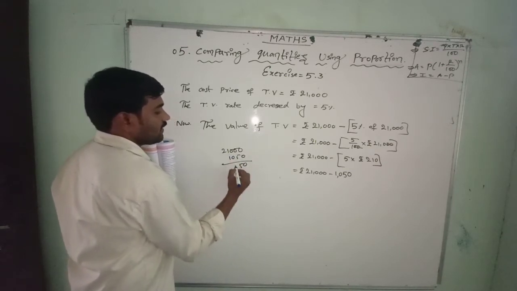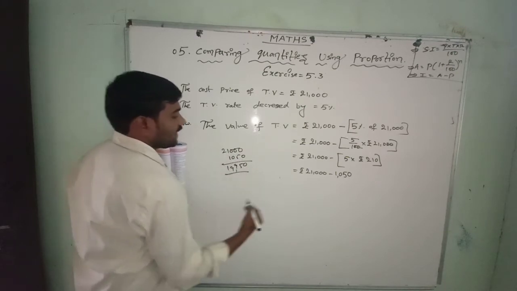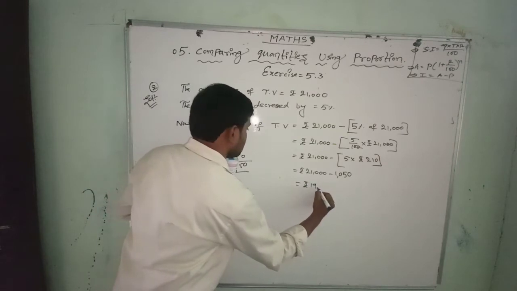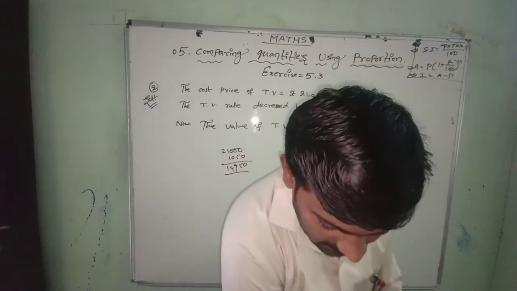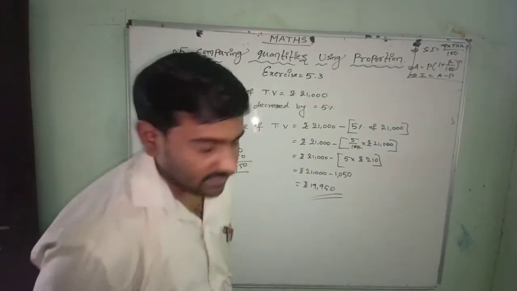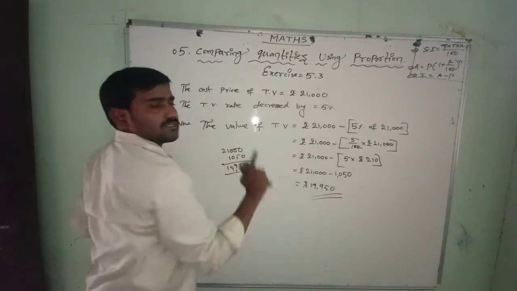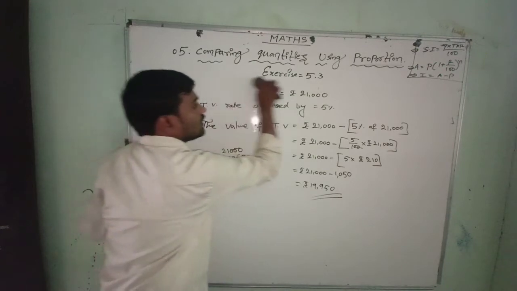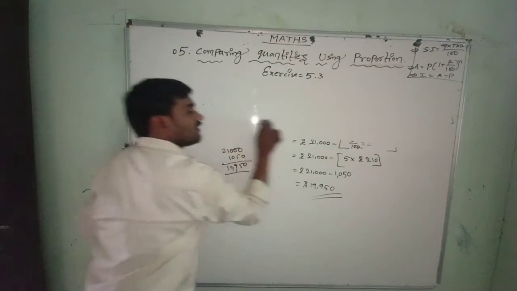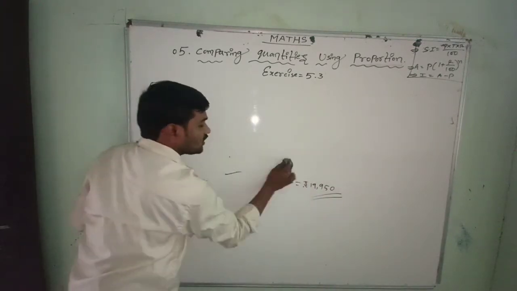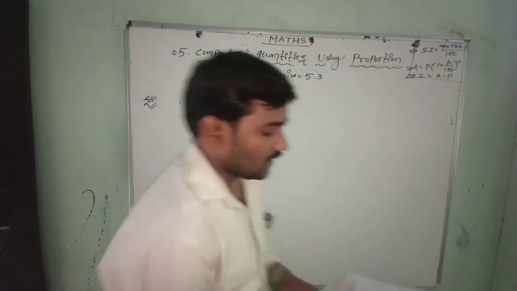0, it is 5, it is 9, and 0, 1, that is 19,950 rupees. Now the present rate of the TV is 19,950 rupees. Simply 5% we have to remove from this. 5% of 21,000 rupees is 1,050. That 1,050 you subtract from 21,000, then we get the amount of 19,950 rupees. Then we go for the third one.